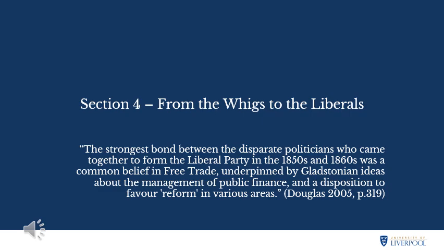So, Douglas argues that the safest way to think about party origins is to consider that around 1830, the Whig and Tory parties both began to disintegrate, and it was not until the late 1860s that the Liberal and Conservative parties had fully come into existence in a fully recognisable form.